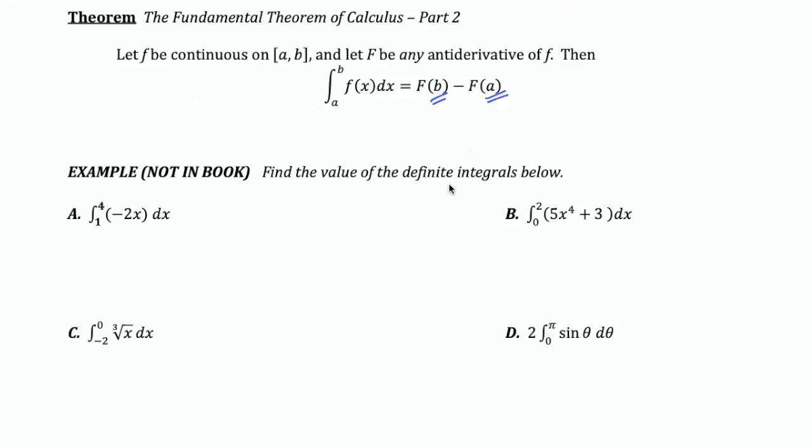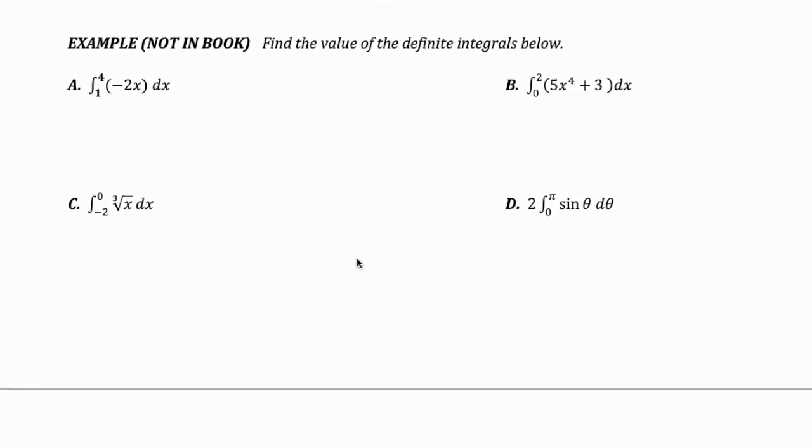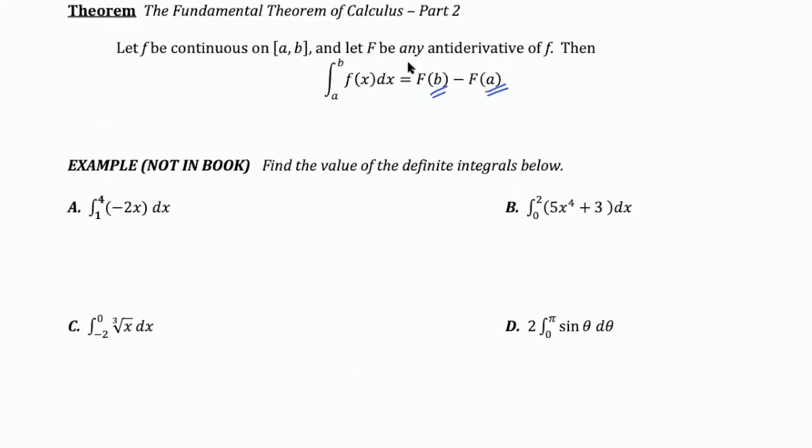And if you want to see a proof of this, there is one provided in your textbook. All right, so now we're going to find the value of what we call definite integrals, because we know it goes definitely from here to there. And the way that we do that is, first, we need to know what this capital F function is. So we need to find the antiderivative.